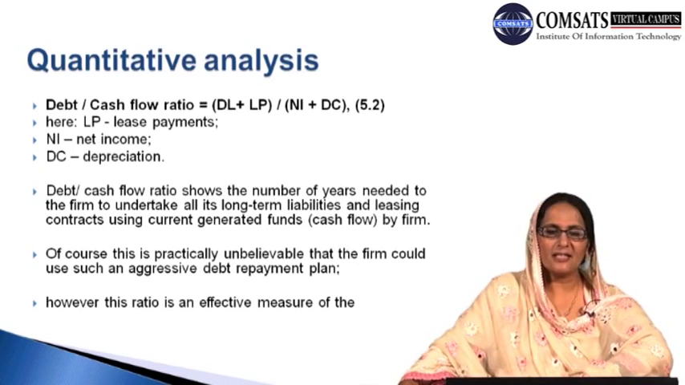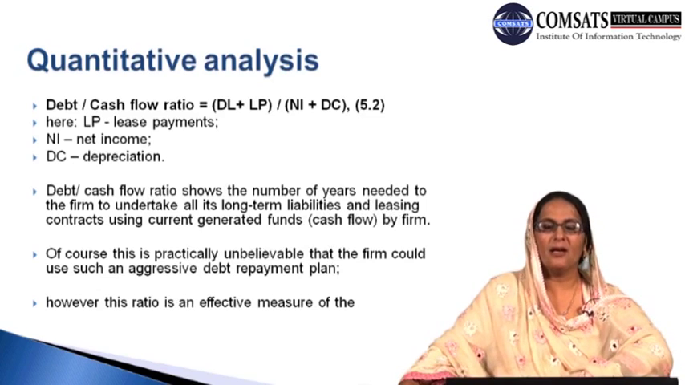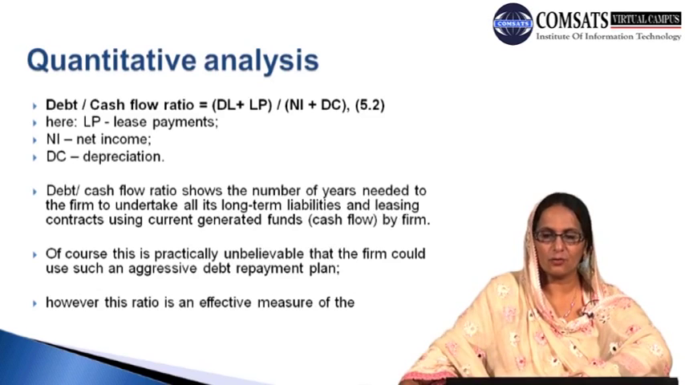Continuing with the quantitative analysis, the debt to cash flow ratio is equal to DL plus LP divided by NI plus D, where LP is the lease payment, NI is net income, and D is depreciation. This is the ratio of the lease payment plus long-term debt to the net income and depreciation. The debt to cash flow ratio shows the number of years needed for the firm to repay all long-term liabilities and leasing contracts using current cash flows generated by the firm.